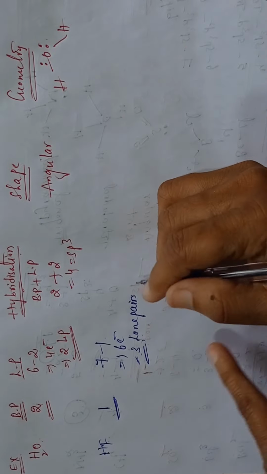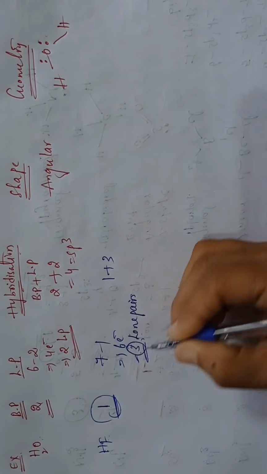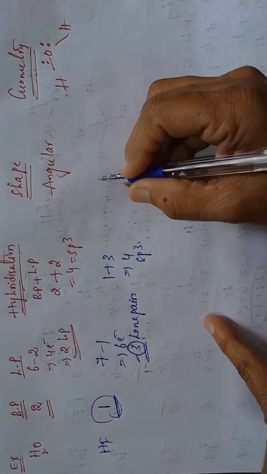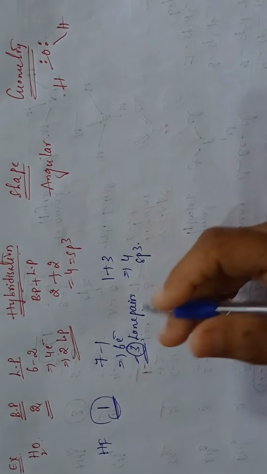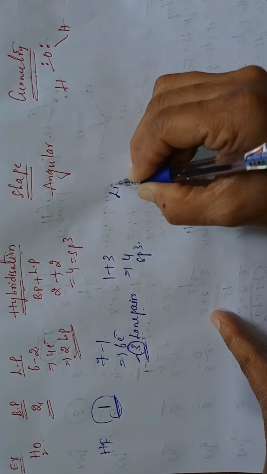Coming to the hybridization: bond pairs plus lone pairs, 1 plus 3, total 4, means sp3 hybridization. What is the shape, students? Lone pair is present. Then according to VSEPR theory, what is the shape?